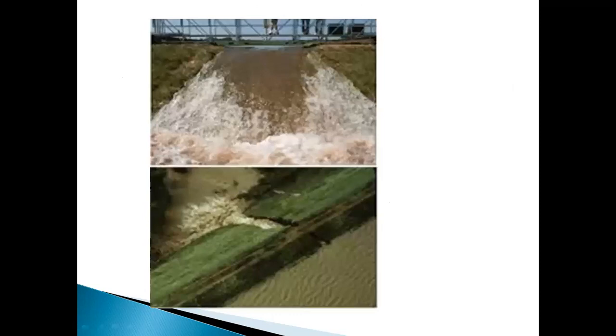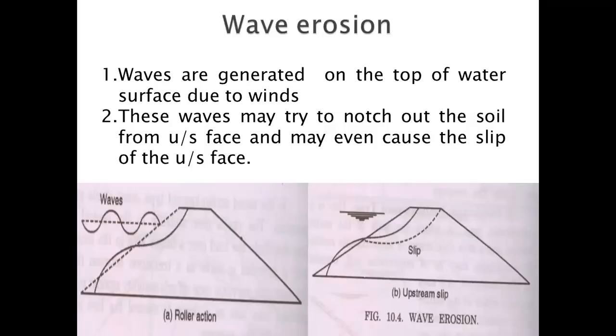So you can see this one. How the water is coming from the top of the embankment. So when water comes over the embankment, automatically a big hole is created here, and the earth dam collapses suddenly.